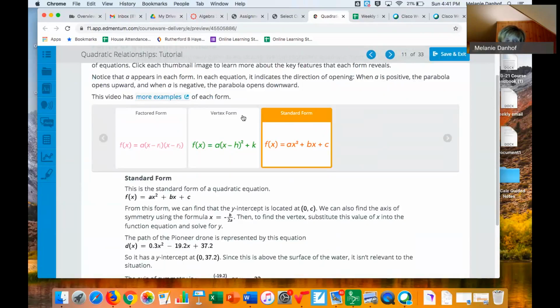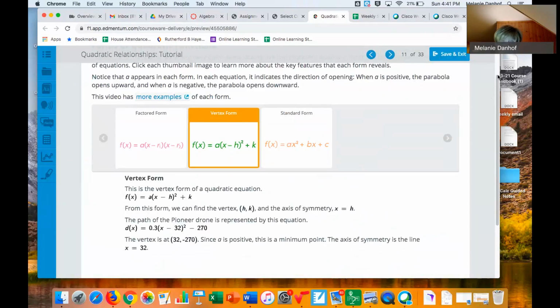The third format is the vertex form. f of x equals a times the quantity of x minus h, quantity squared, plus k. Again, a tells us whether the graph opens up or down. If a is positive, the graph opens up. If a is negative, the graph opens down. The vertex, for x minus h quantity squared plus k, is (h, k).